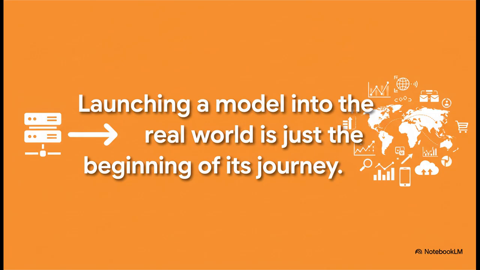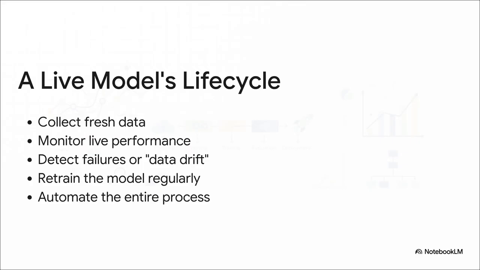This is called data drift. So a model that was a genius last year could be completely wrong today. Launching is just step one. So keeping a model healthy means putting it on a continuous cycle. You have to keep collecting fresh data, you have to watch its performance live, you need systems to spot when things go wrong or when that data drift happens, and you have to retrain it regularly with new information. And ideally, you automate that whole thing.